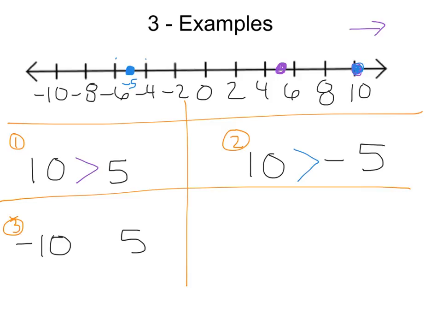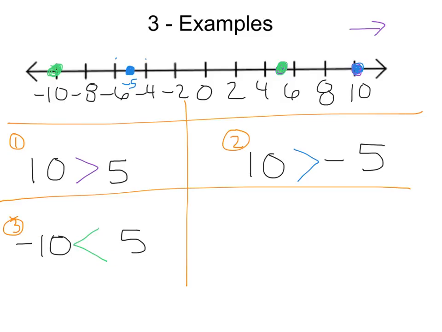Now, let's do something a little different. What about negative 10 and positive 5? Well, we see negative 10 is all the way over here to the left, and positive 5, again, is over here on the right. So even though negative 10, that 10 looks larger, the negative number is on the left side of the number line, which means negative 10 is a smaller value than positive 5. So in this way, we know the value of negative 10 is less than positive 5.